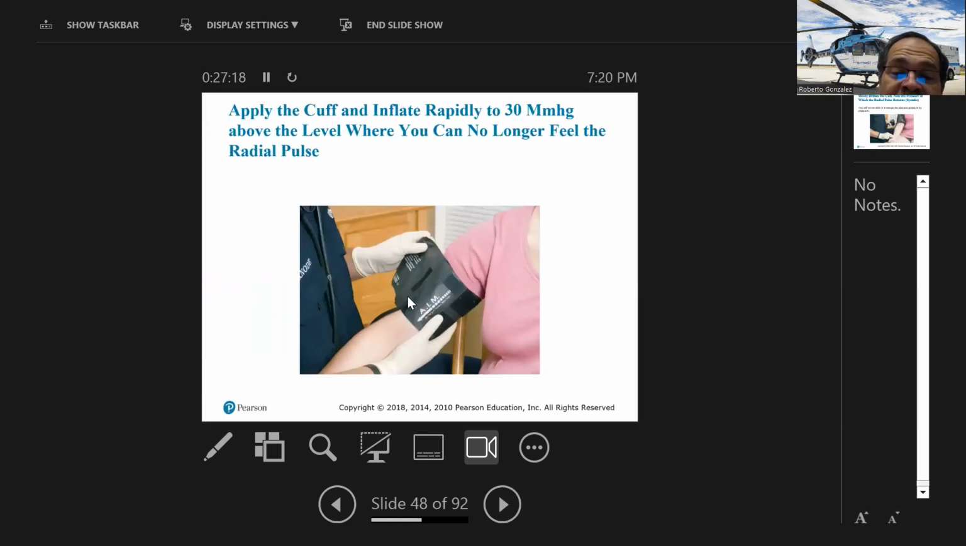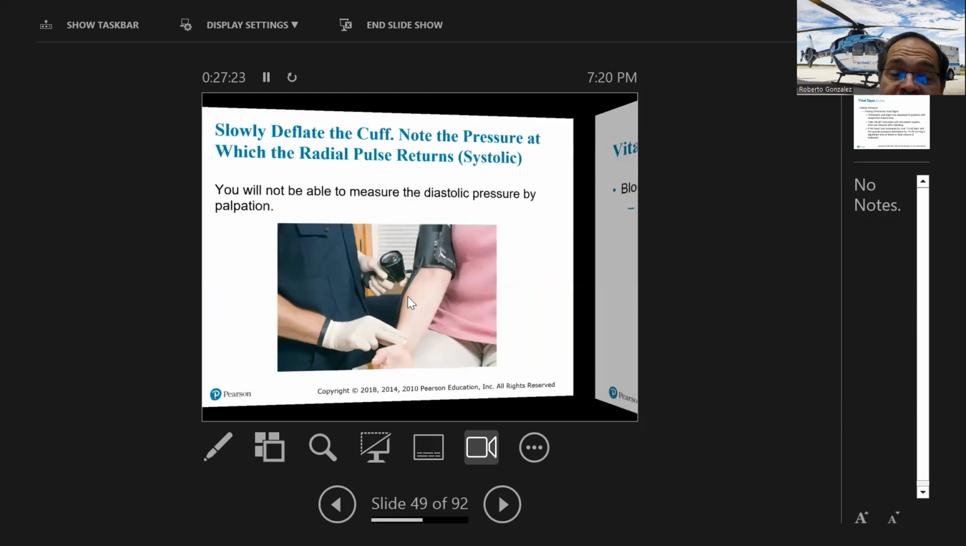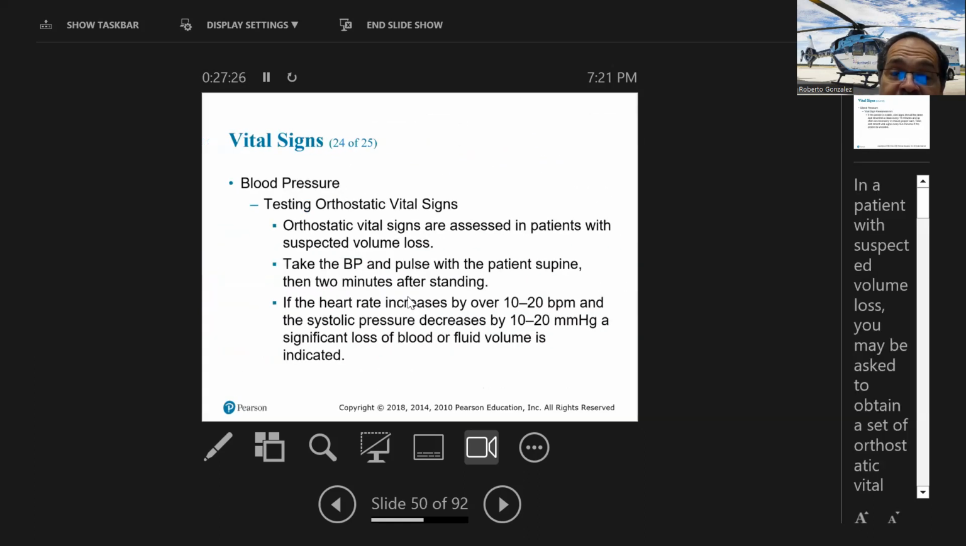Now this is palpated. You find the pulse and then you inflate up, and when it disappears, that's it. You're only going to get one number. Okay, blood pressure. Testing orthostatic vital signs.